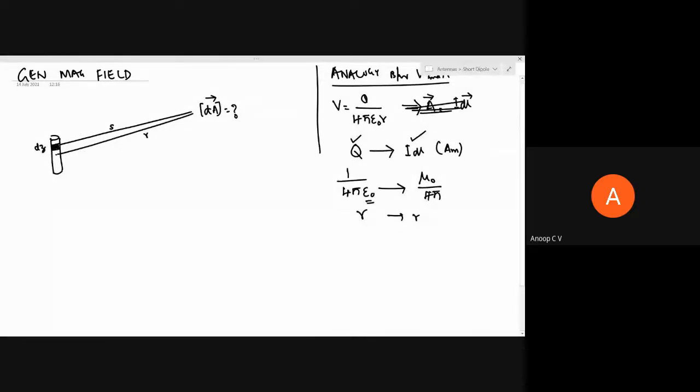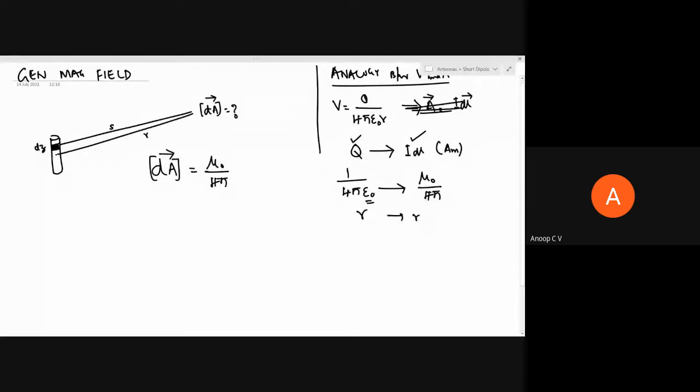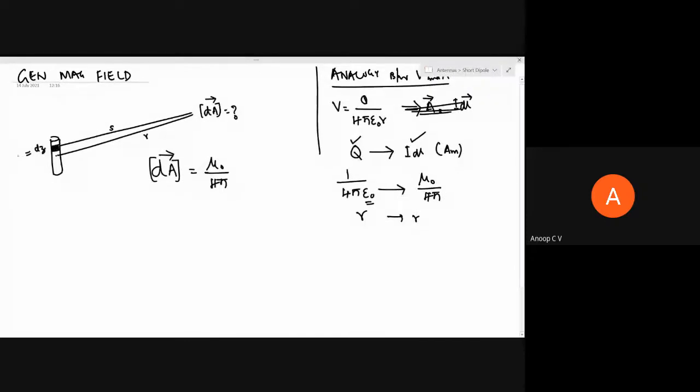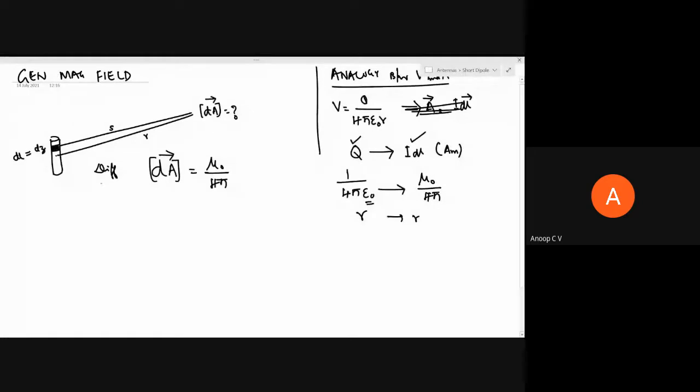So keeping that in mind, I can write the dA expression now. It's a retarded dA and it's a vector. dA will be equal to mu naught by 4 pi, and instead of Q, I should write I dl, and here dl is dz. I am interested in the differential vector magnetic potential due to this differential unit at a distance s.